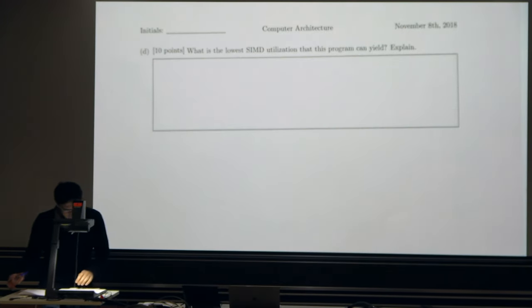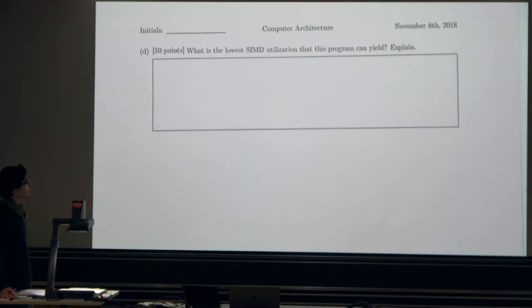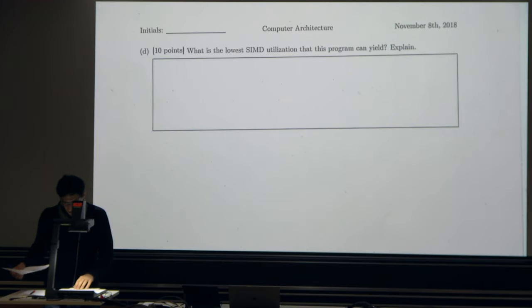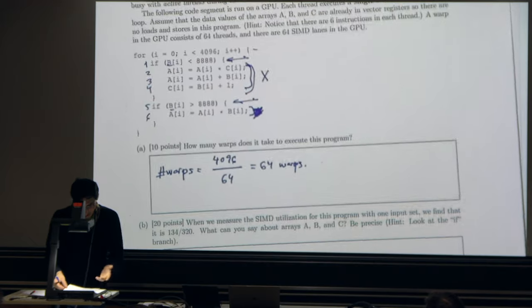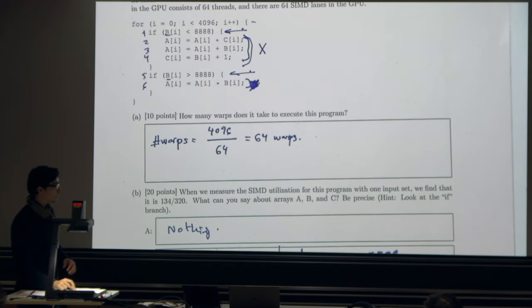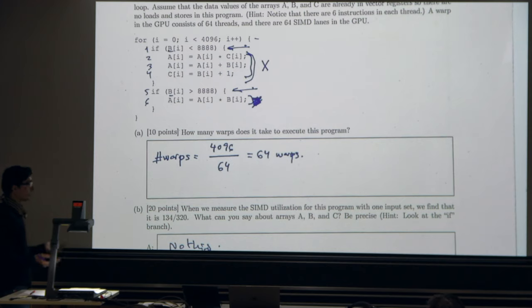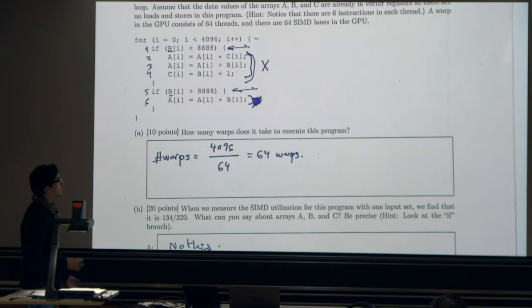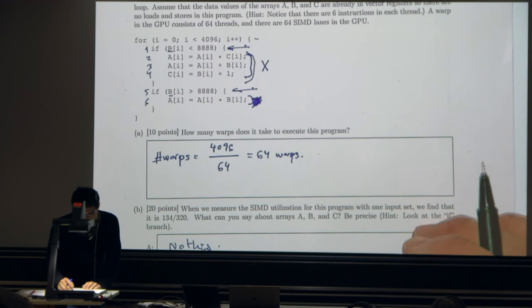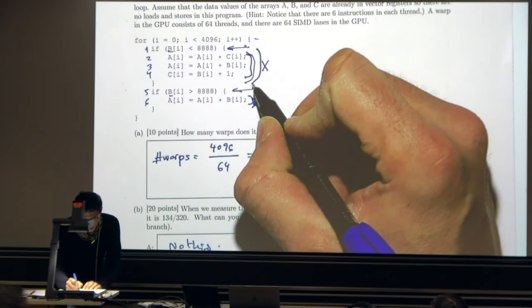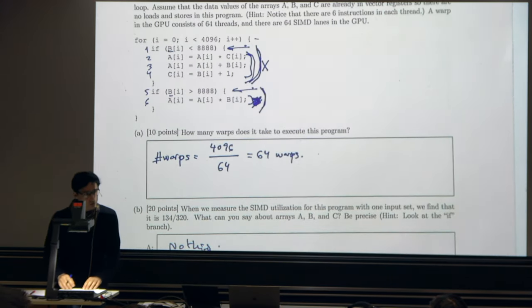Okay, and then last part, part D, here it is. What is the lowest SIMD utilization that this program can yield? And this is actually very easy to answer. Of course, you would need to calculate the number, but it's very related to what we already discussed in part B. Right, because in part B, we discovered that there were 2 threads in every warp executing the same path. So if you want to decrease the utilization, instead of 2, use 1, right? And so the way to achieve the lowest utilization is to have one single thread going through this path and one single thread going through this path.